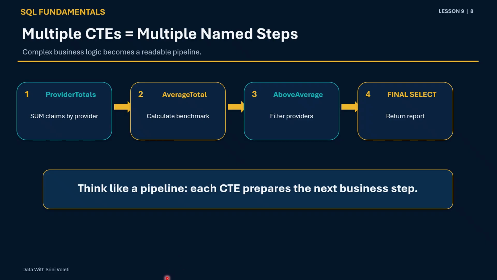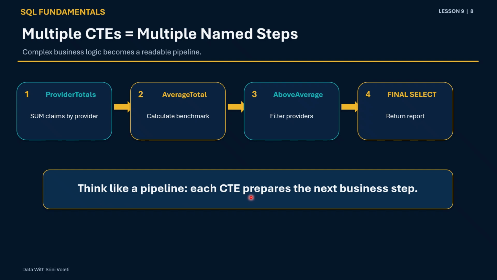One CTE is useful. Multiple CTEs can make a multi-step business problem read almost like a workflow. Imagine our provider analysis. Step 1, provider totals calculates total claim amount per provider. Step 2, another CTE could calculate a benchmark or prepare another business result. Step 3, another named step could identify above-average providers. Step 4, the final select returns the report. That is the pipeline mindset.